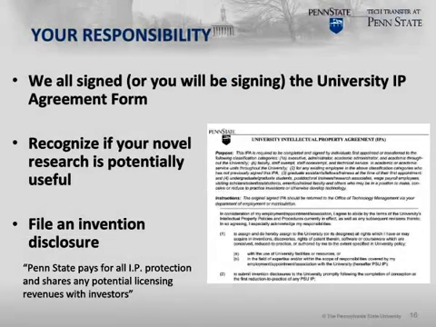Your responsibility. As a graduate student, postdoc, or employee of Penn State, we all signed, or soon will be signing, the University IP Agreement form, which outlines what our responsibility as a researcher includes, such as to assign all rights to discoveries and inventions to the university, to submit invention disclosures promptly to the university, to do whatever is required to help the university, at their expense, to protect the intellectual property, to maintain laboratory documentation and submit documentation to the university.